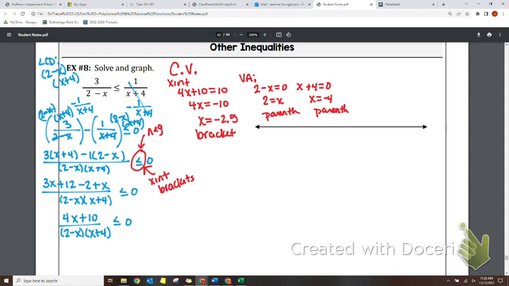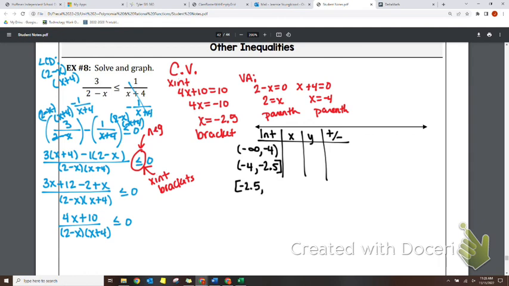All right, so let's set up our interval table. So my interval, my x, my y, and my sign. So negative infinity to the smallest one, which is negative 4 with the parenthesis. Negative 4 to my next smallest, which is negative 2.5 with a bracket. The negative 2.5 to the next smallest, which is 2 with a parenthesis. 2 is also my largest, so 2 to infinity.